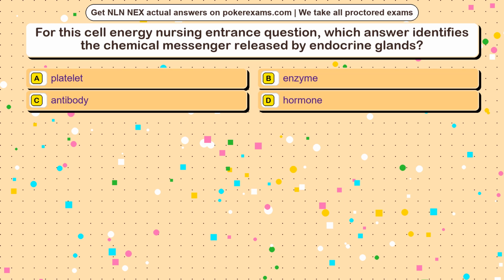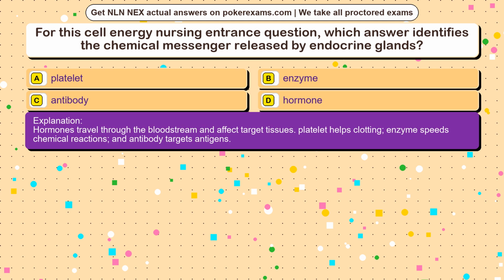The correct answer is option. Hormones travel through the bloodstream and affect target tissues. Platelet helps clotting, enzyme speeds chemical reactions, and antibody targets antigens.